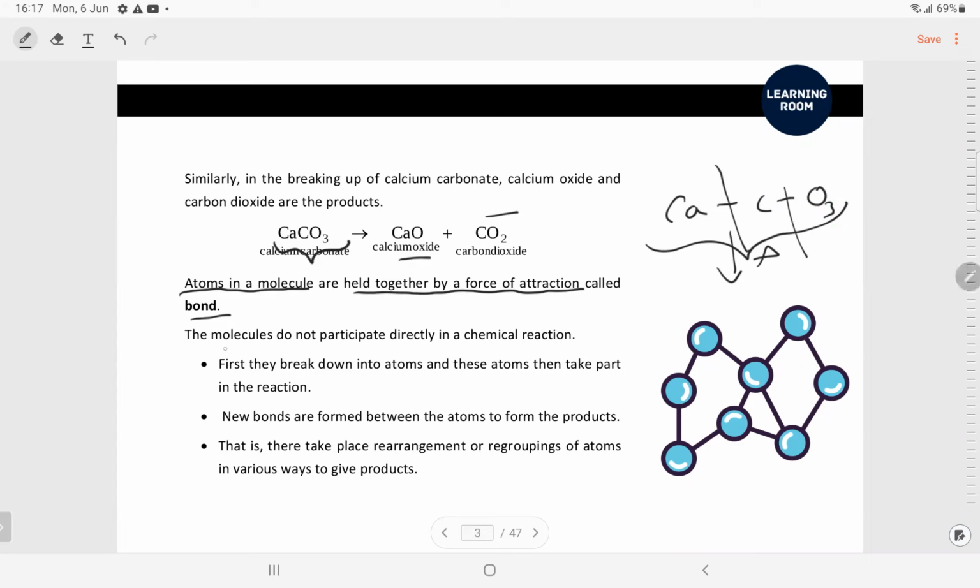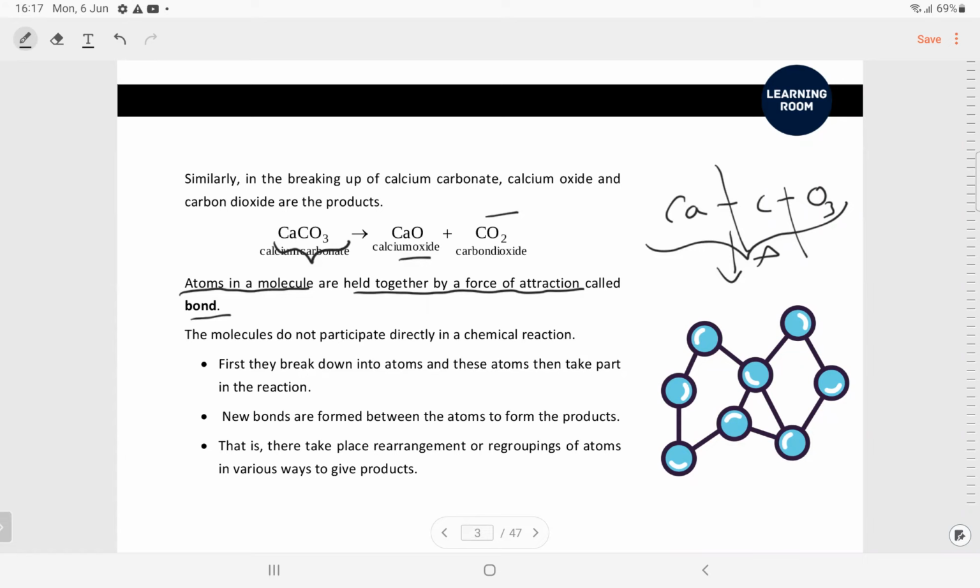Now, the molecules do not participate directly in a chemical reaction. If calcium carbonate is there, it can't participate as such. First this calcium carbonate will be breaking into pieces. Then what are all the possibilities? If there is a gas, it will get evolved. If there is water, it will get eliminated. So likewise, that is the first step.